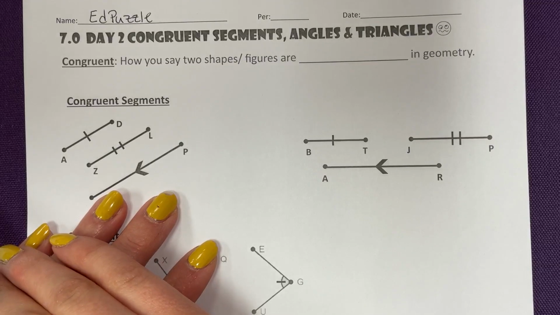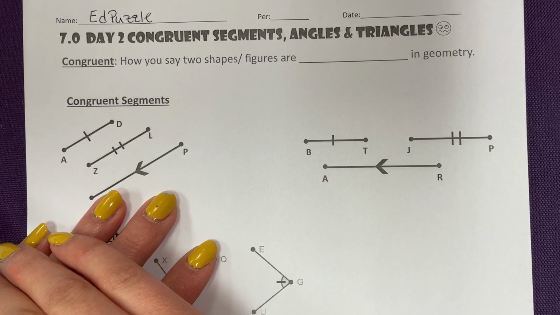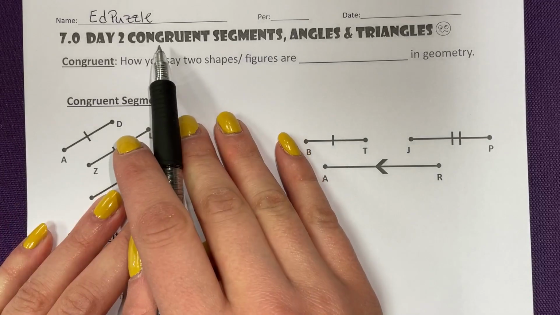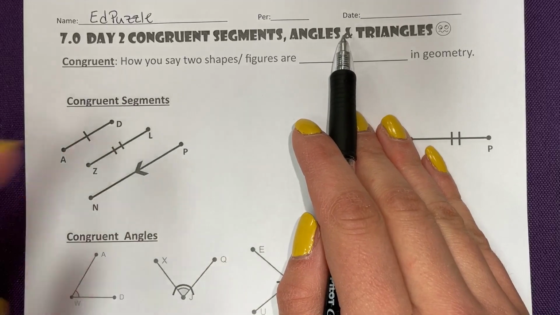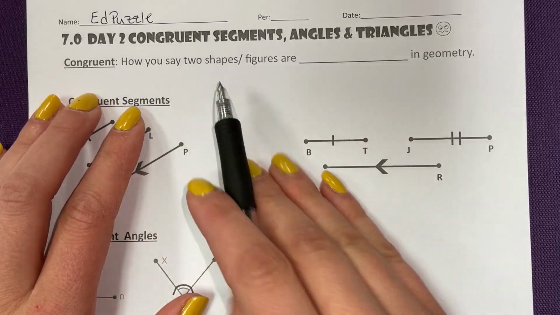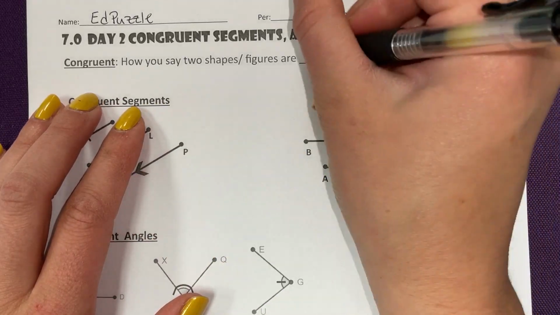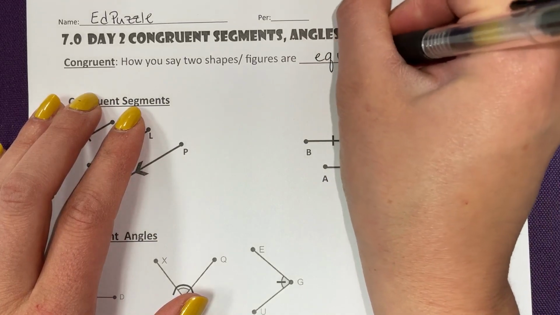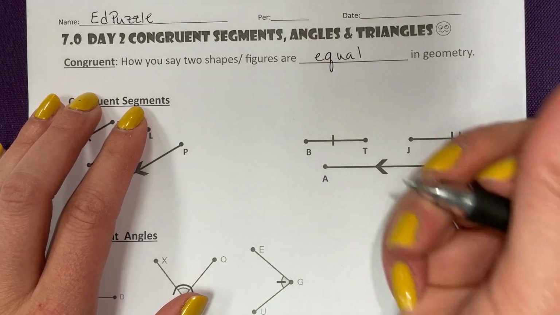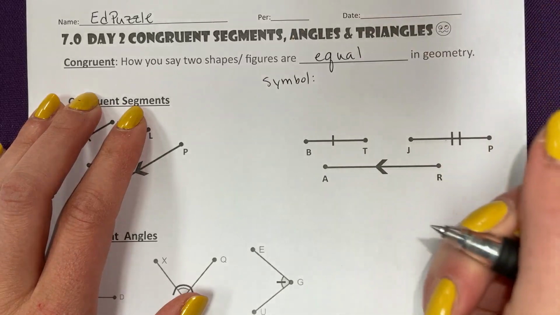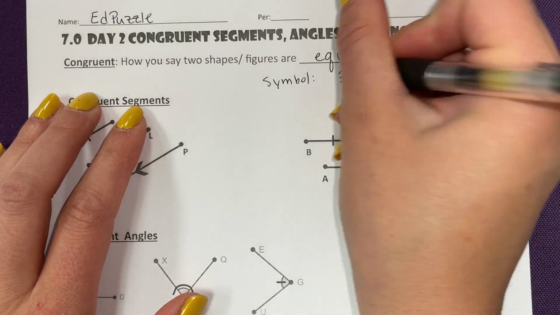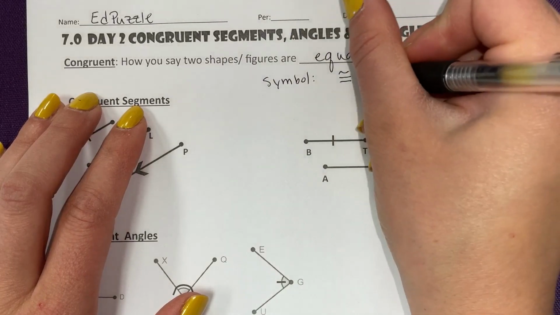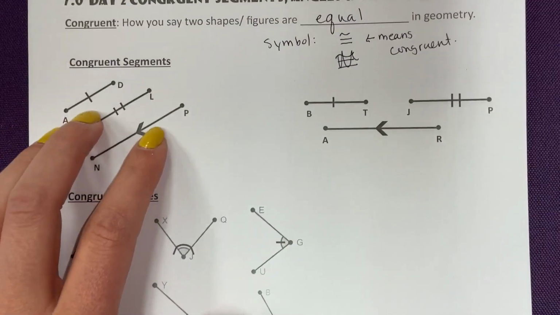Okay, so yesterday we talked about naming segments, angles, and triangles. Today we're going to talk about congruent segments, angles, and triangles. Congruent is how you say two shapes or two figures are equal in geometry. And the symbol that we use to show congruency is like an equal sign with a little squiggle on top. So this means congruent.